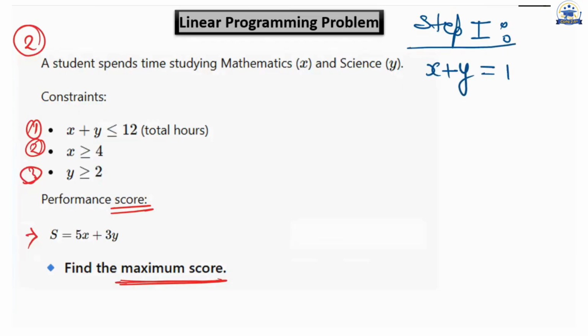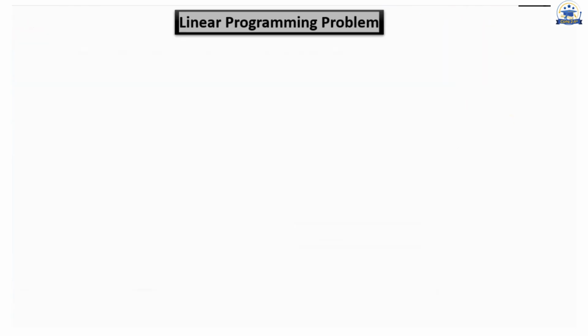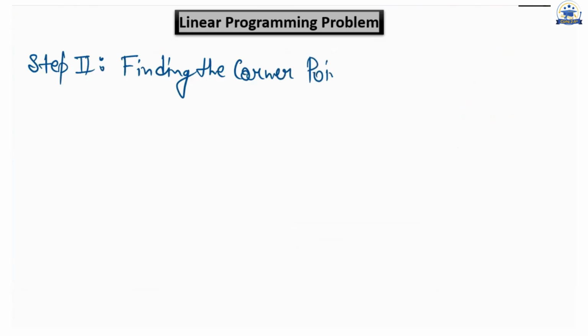X plus y equals 12. X equals 4. Y equals 2. That's it. Okay. Now the second step is to find the corner points. Very good. So how will we find the corner points? Step 2, finding the corner points. How will we find them?